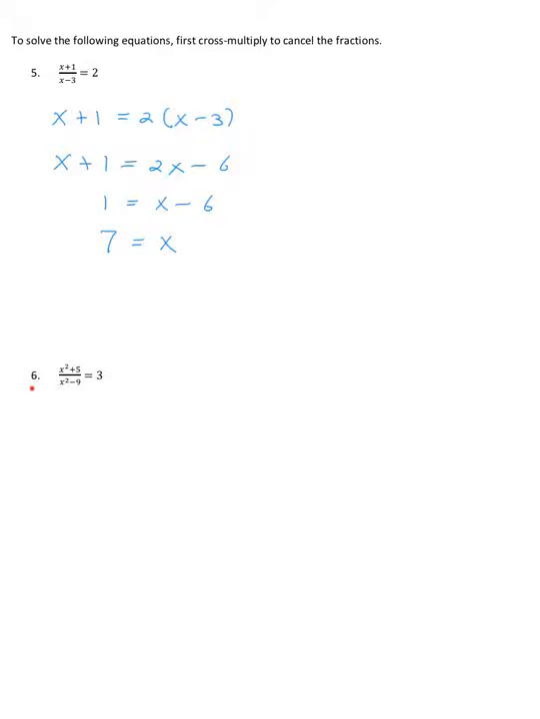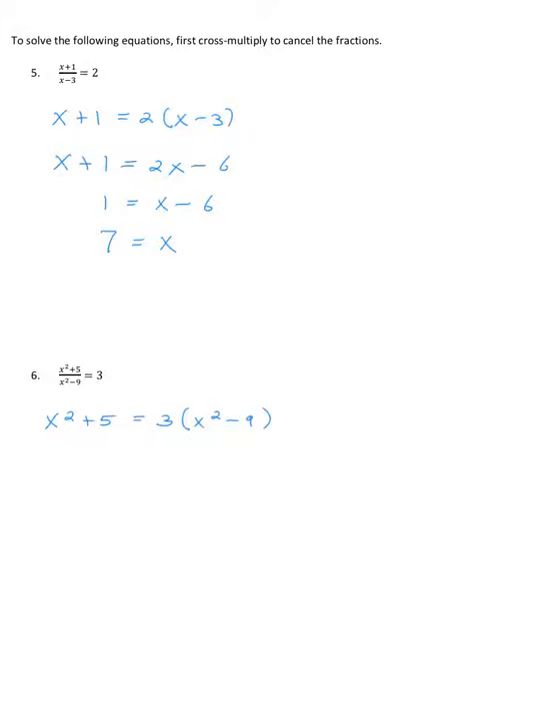Let's try that with number 6. Okay, slightly more complicated, but the idea is the same. Take this denominator and multiply it to this side. When we do that, we get x squared plus 5 is equal to, and then you have 3 times x squared minus 9. So it changed from a fraction, not to a linear equation, but actually a quadratic equation. So let's see if we can solve that.